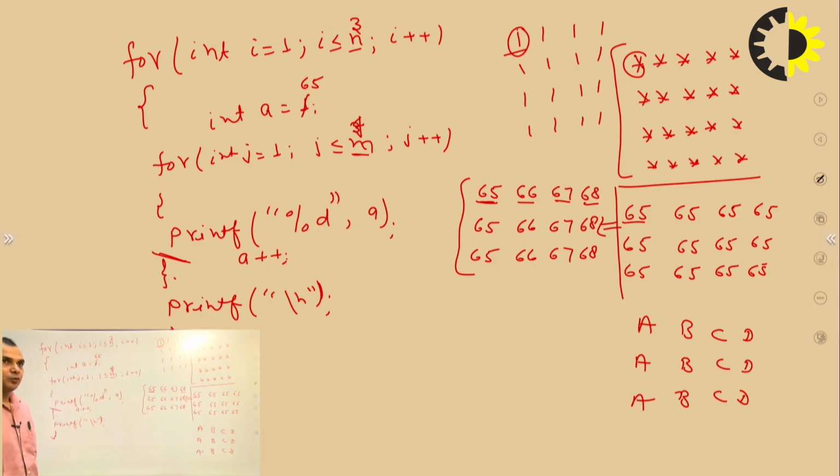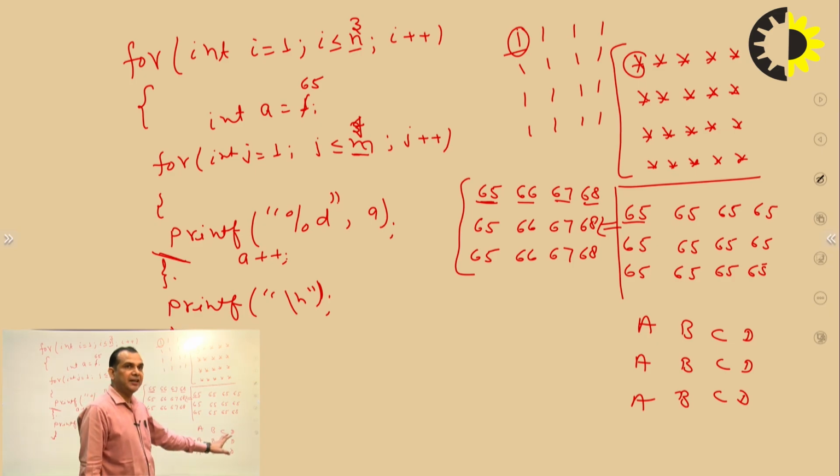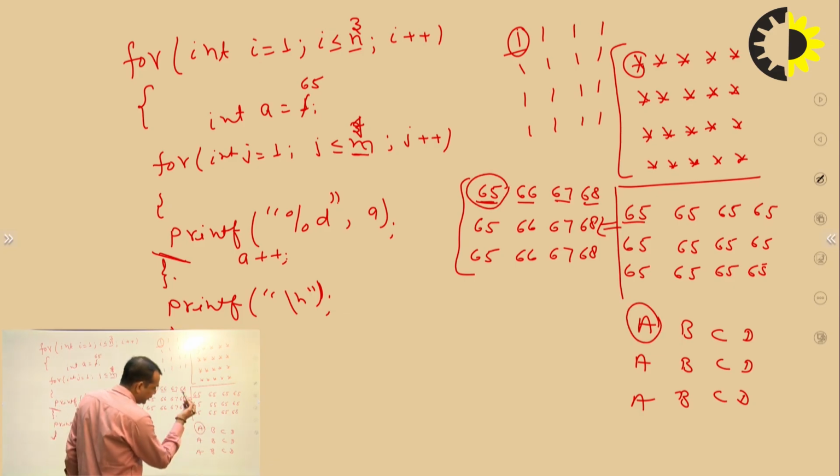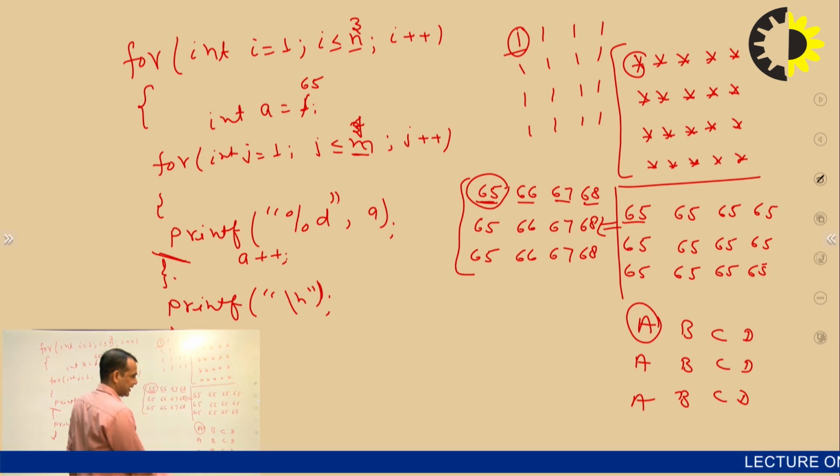Why I try to find out? Now what is our main question? We have to print the value of a, b and c. Now if we have to find out the ASCII value of a, that is 65, the ASCII value of b, that is 66, of c 67, of d.